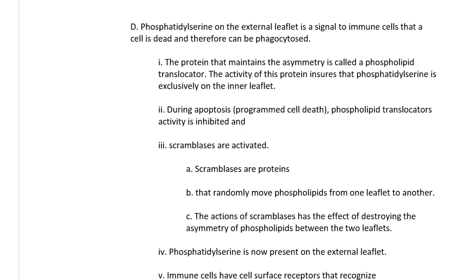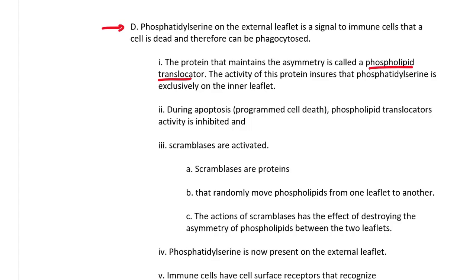Phosphatidylserine on the external leaflet is a signal to immune cells that the cell is dead, therefore can be phagocytosed. So phosphatidylserines are always found on the inner leaflet. If they're on the external leaflet, meaning facing the external environment, that means the cell has died. The protein that maintains the asymmetry is called phospholipid translocator. The activity of this protein ensures that phosphatidylserine is exclusively on the inner leaflet.